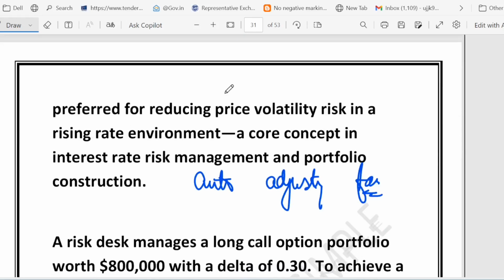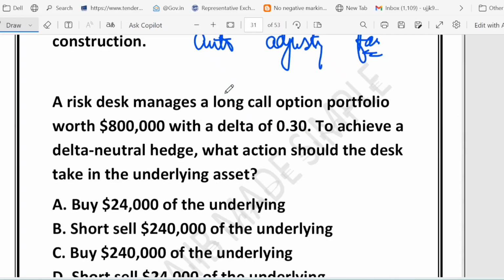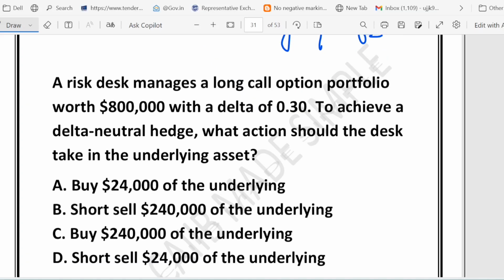Right, now see this question. A risk desk manages a long call option portfolio worth $8 lakh with a delta of 0.30. To achieve a delta neutral hedge, what action should the desk take in the underlying asset? A, buy $24,000 of the underlying. B, short sell $2,40,000 of the underlying. C, buy $2,40,000 of the underlying. D, short sell $24,000 of the underlying.